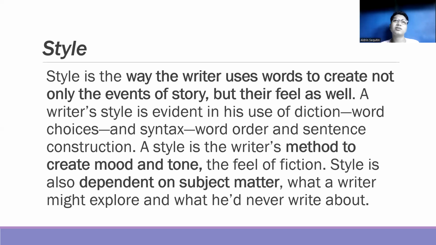Okay, so a writer's style could be observed in his choice of words or use of words, or diction, and also through his sentence structure or word order. Okay, so a style is the writer's method to create mood and tone, the feel of the fiction. Through style, we could establish the different moods or the different emotions that we want to imply in our text. Style is also dependent on the subject matter.